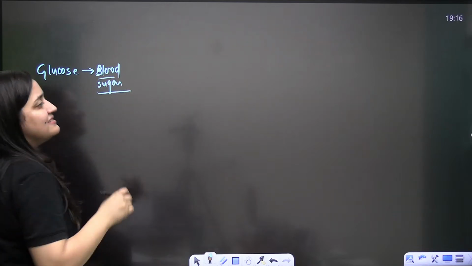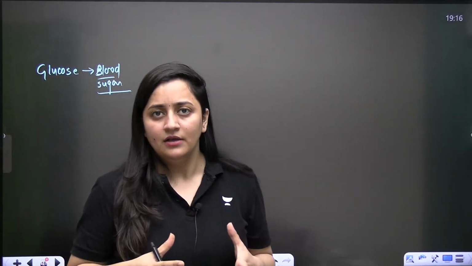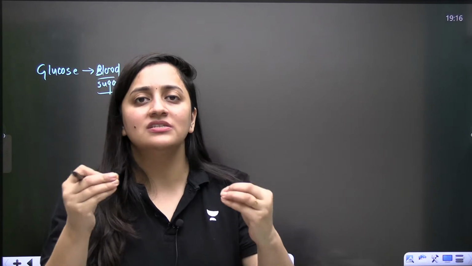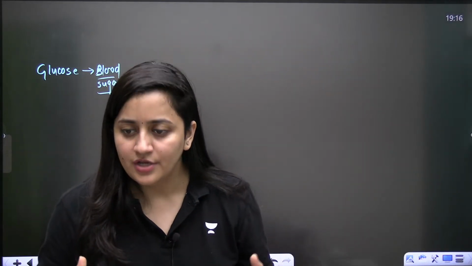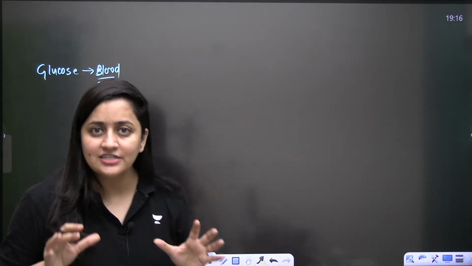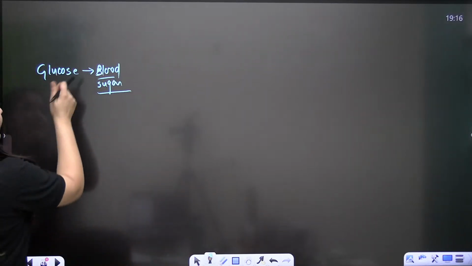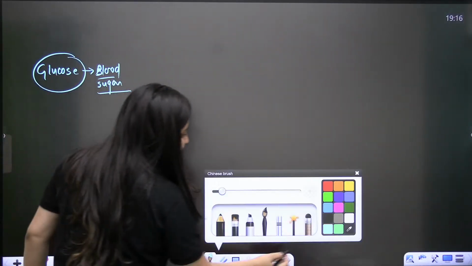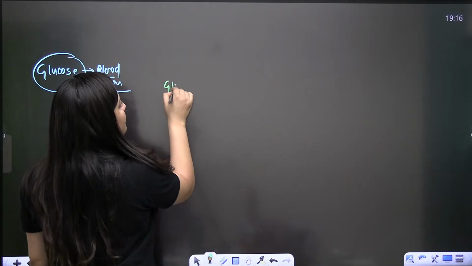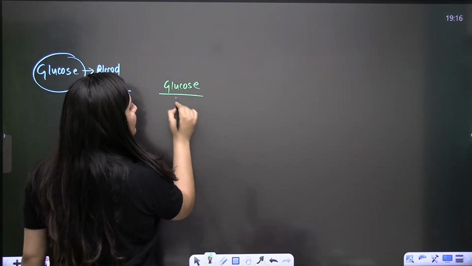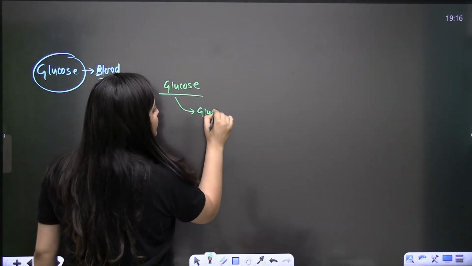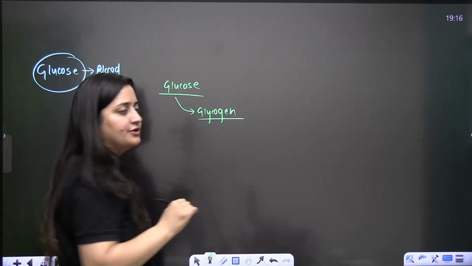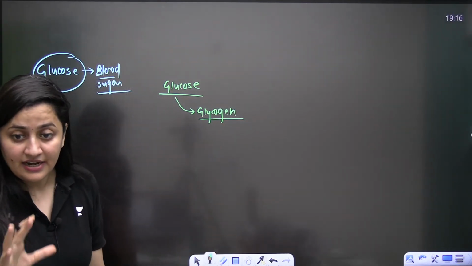Glucose is the main respiratory substrate. Ultimately, this glucose will be oxidized and we are going to get the energy. Glucose is the blood sugar. And you know that when there is an excess of glucose in our blood, our liver will convert that glucose into glycogen. We will discuss it in today's class.